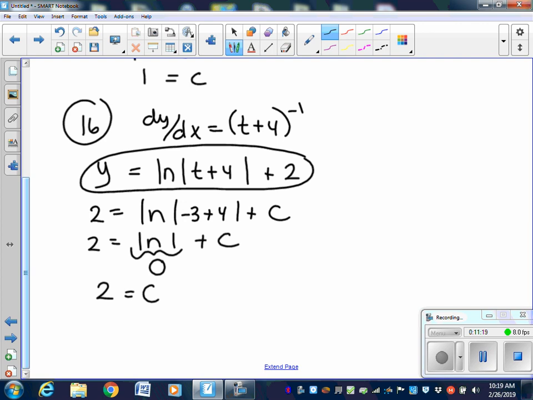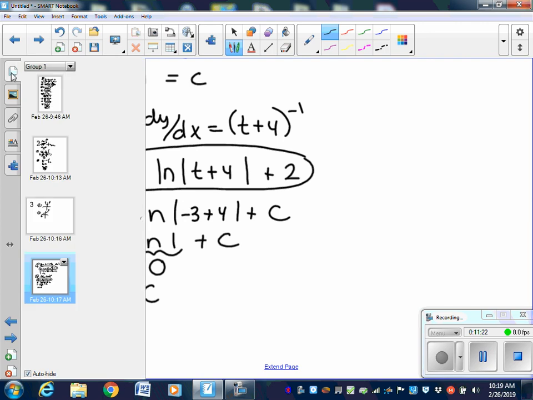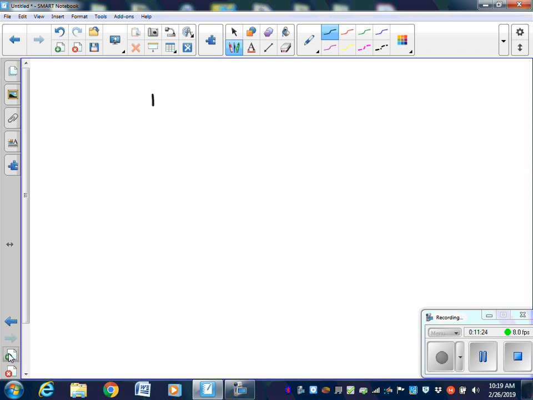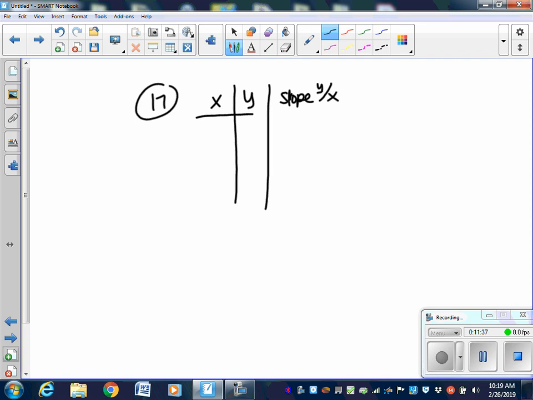Okay, number 17, you're making a slope field. All you're going to make is an x and a y and the slope, which is y over x. Slope is y over x. And you're going to go 0, 0; 1, 0; 1, 1; 0, 1; negative 1, 0; and negative 1, 1. Where did I get those 6 points from? From the actual graph. That's where I got those points from.